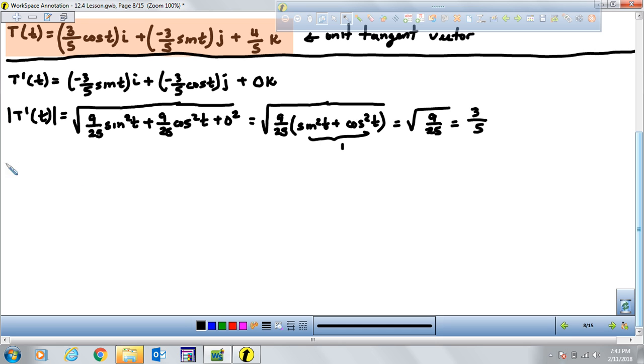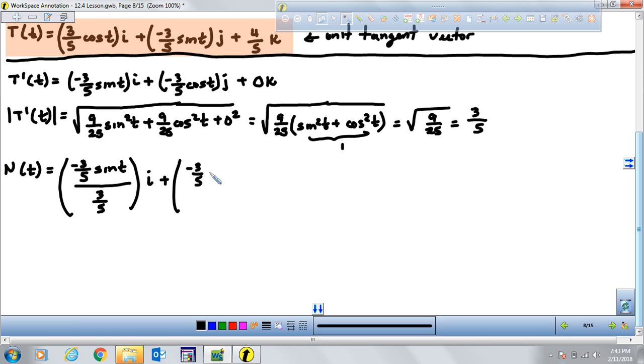So to find the unit normal vector, we need to divide the derivative of the tangent vector by its magnitude. So this component divided by the magnitude 3/5 is going to give us negative 3/5 sine of t divided by 3/5. That will be the i component, plus then we have negative 3/5 cosine of t divided by the magnitude, which is 3/5. That is our j component. And then plus 0 divided by 3/5. That is our k component.